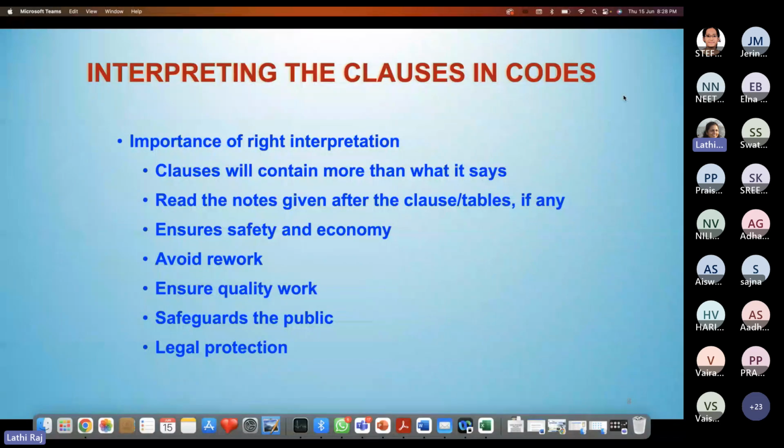Some of the clauses are very difficult to understand and it is confusing also. Okay, that is why, when you are not able to understand some of the clauses, you can have a peer discussion. If you are working in a company as a design engineer, you can have discussion among your peers or you can ask your seniors.